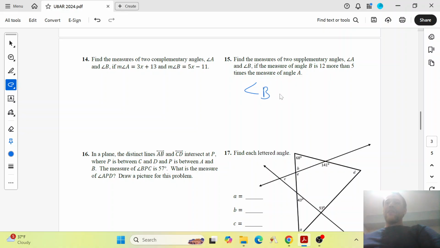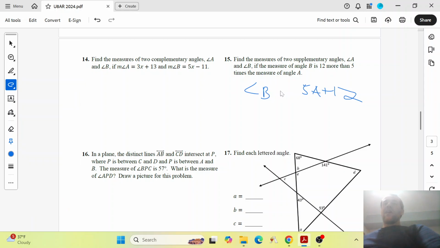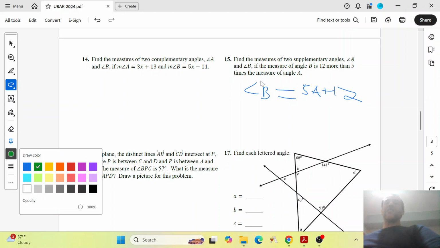So angle B is equal to angle A, but it's got to be 5 times the measure of angle A, plus 12 more. That's crazy. And so they don't equal each other. That's wrong, so I'm going to erase that. They don't equal each other. But if you add them together, they should equal something that's supplementary. And so what is supplementary? Oops, I did it wrong again.